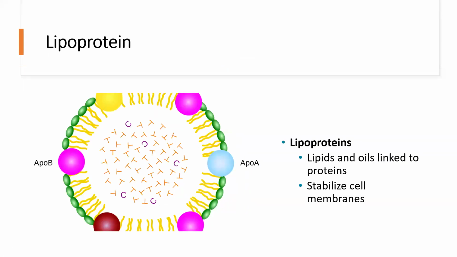We have lipoproteins. Lipoproteins are lipids linked to a protein, right? And so these can be put into cell membranes to help stabilize those membranes. This is just an example of what you might see. So we've got these different phospholipids here, and then we've got these ApoA and ApoB, and altogether this whole thing makes a specific lipoprotein.